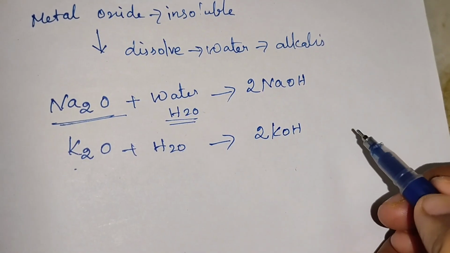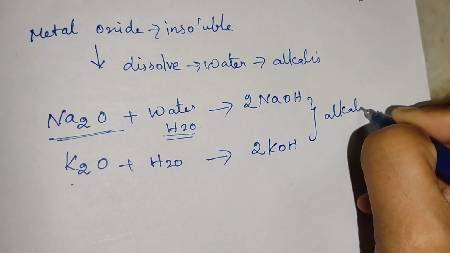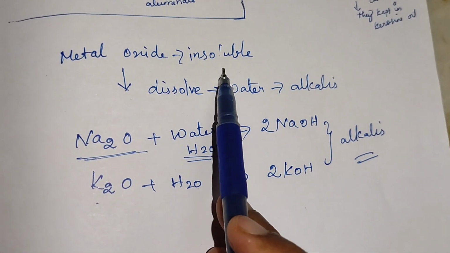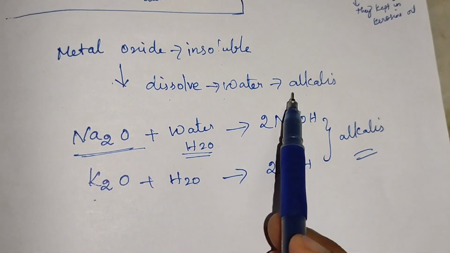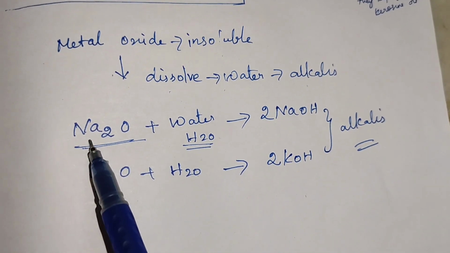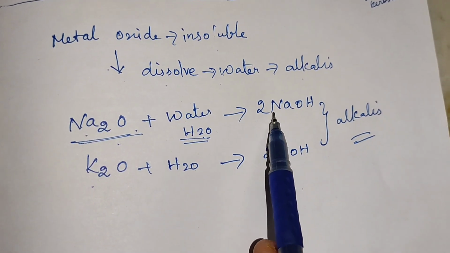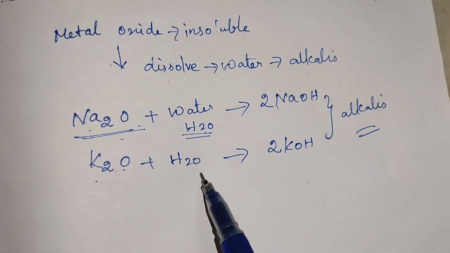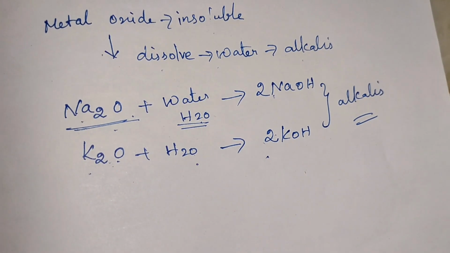Sodium hydroxide and potassium hydroxide, these two alkalis. Alkalis means they will dissolve in water. Mostly metal oxides are insoluble in water, but some of the metal oxides will dissolve in water to give alkalis. For that example, sodium oxide I am taking. When it is reacting with H2O, I am getting NaOH. Like that, potassium oxide K2O is reacting with water and it is giving 2 KOH alkalis.